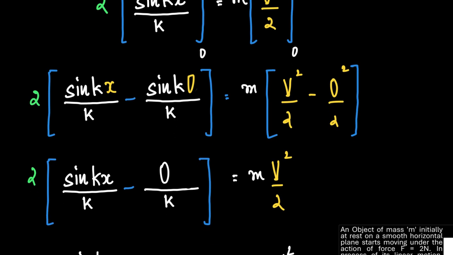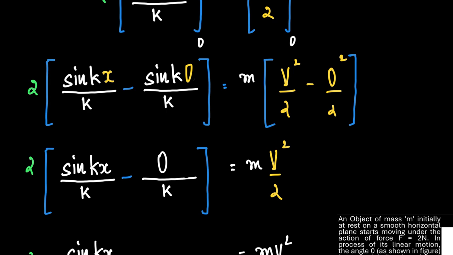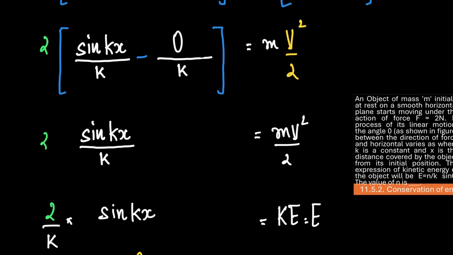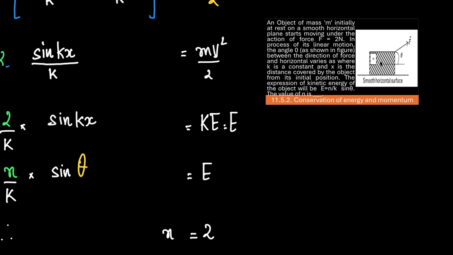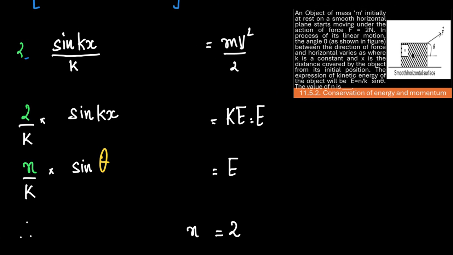So basically we get 2 into sin kx by k minus sin 0 by k, which is 0, equal to mv square by 2. This implies 2 into sin kx by k is equal to mv square by 2. What is mv square by 2? It is the kinetic energy. And what is the kinetic energy given as in the question? The kinetic energy is n by k into sin theta.